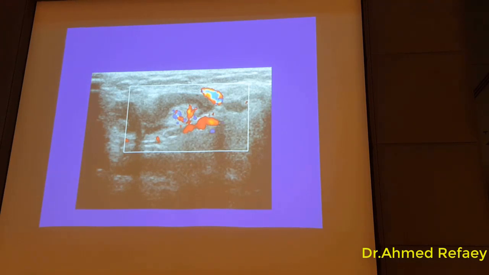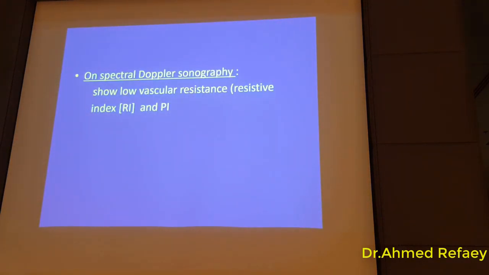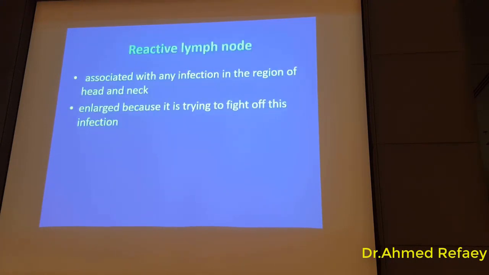Regarding the spectral Doppler ultrasound for a normal lymph node, usually the resistive index is low and also the pulsatility index. But the most important is that the resistive index is low. No increased resistance inside the normal lymph node.